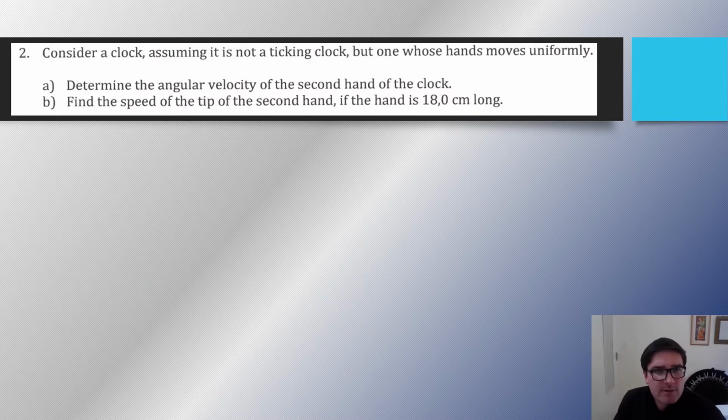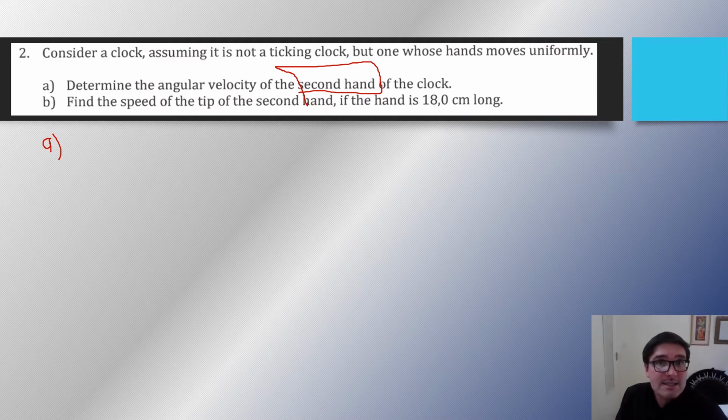Example 2, they say consider a clock, assuming it's not a ticking clock, but one whose hands move uniformly. Determine the angular velocity of the second hand of the clock. Now, that's quite important. The second hand of the clock, I hope I'm correct, is the hand that indicates the seconds. So we now have to ask ourselves, how can we solve this problem?